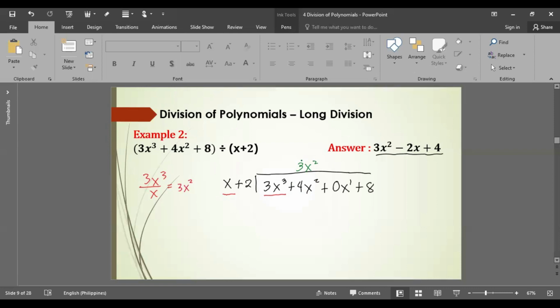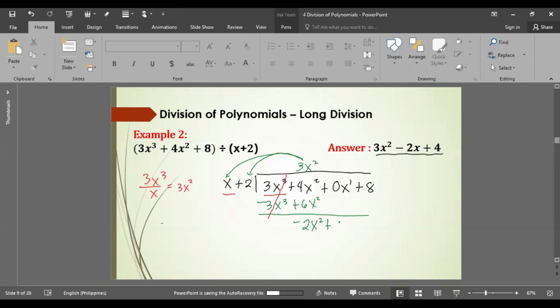Multiply the result by each of the terms of the divisor. 3x squared times x, we get 3x cubed. So we write here 3x cubed. Then 3x squared times 2 is 6x squared. Then, again, perform subtraction. Cancel this out. Then 4x squared minus 6x squared, it's negative 2x squared. Then, we have to bring down 0x raised to 1.